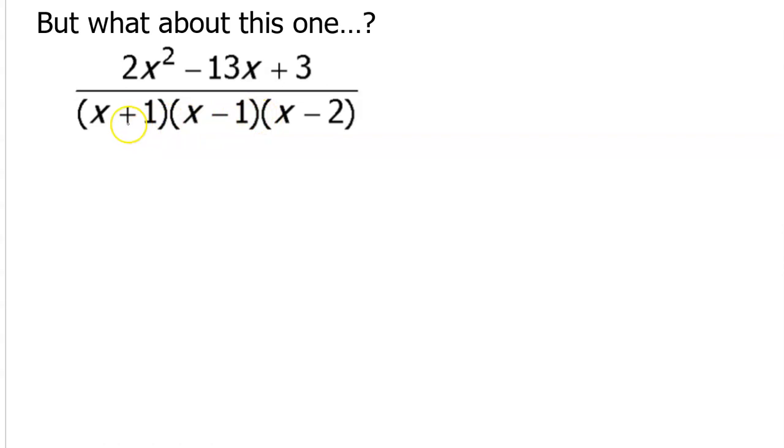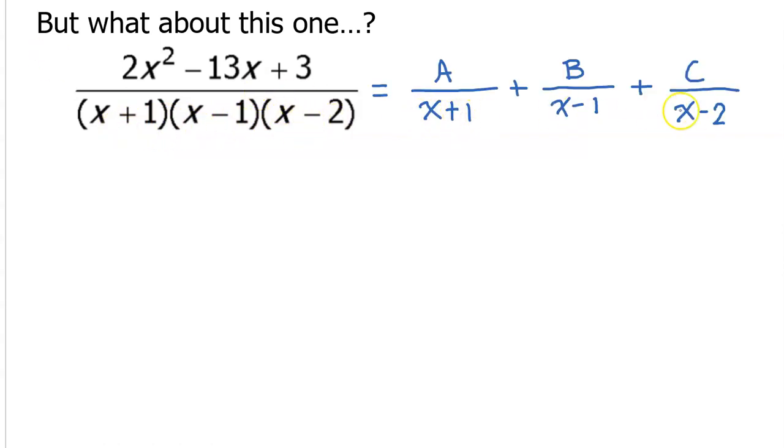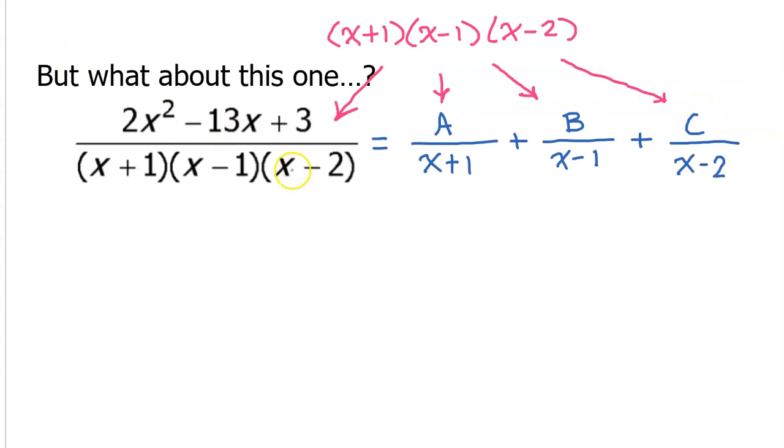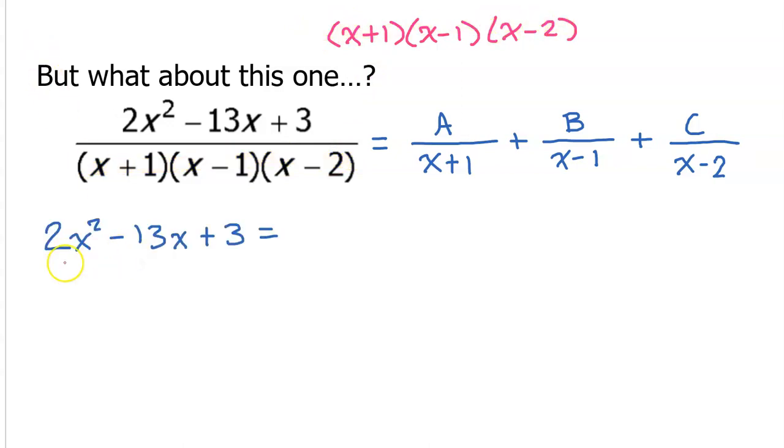Now let's try one with 3 factors in the denominator. Our partial fraction decomposition will have a term for each factor from the denominator. Next, we want to multiply both sides of the equation by the common denominator. A lot of things will cancel out. Let's see what survives. On the left side, the entire denominator is canceled out by the common denominator. So only the numerator is left.